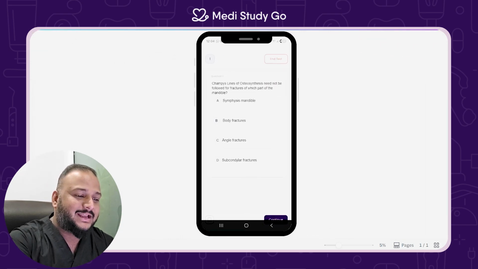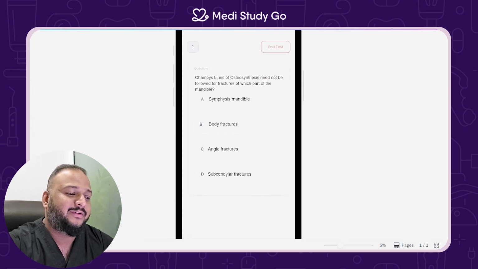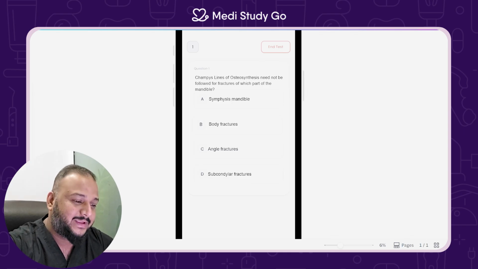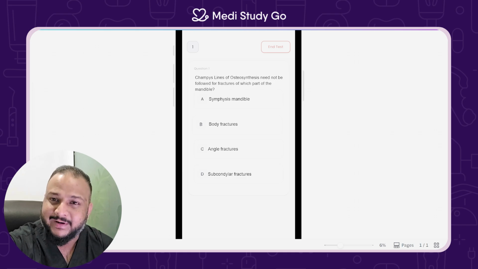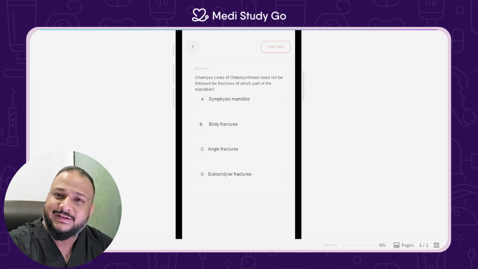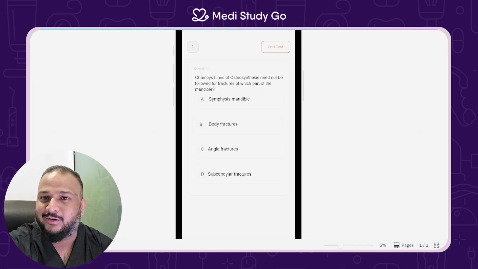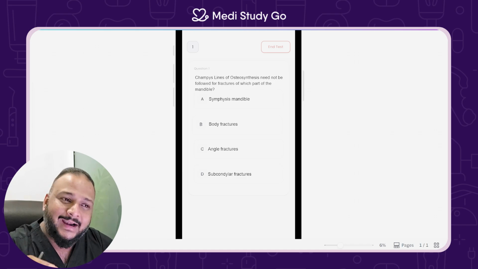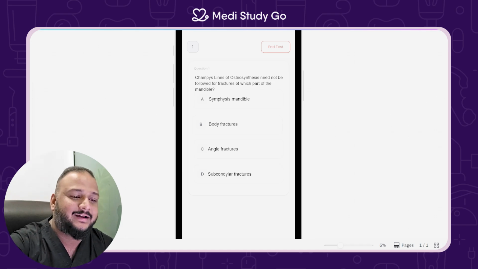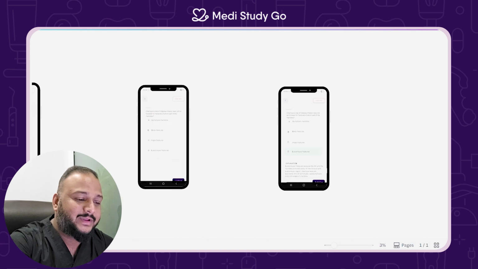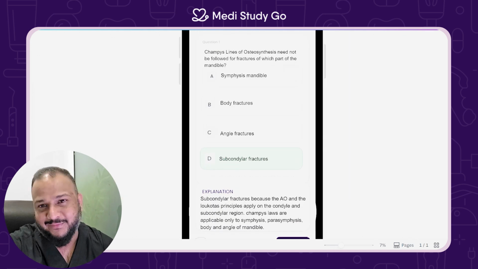Second one, the Champy's lines of osteosynthesis need not be followed for which part of the mandible? Option A, symphysis, B, body, C, angle, and D, subcondylar fractures. So let me tell you, for subcondylar fractures, you have a different kind of criteria, which is called Lakota's line. Alright, and the Champy's lines of osteosynthesis does not extend beyond the external oblique ridge into the anterior ascending ramus, and that is why the correct answer for this is going to be subcondylar fractures.